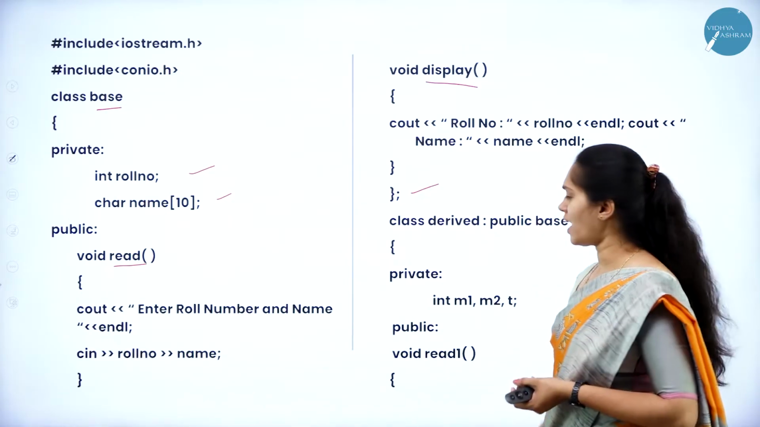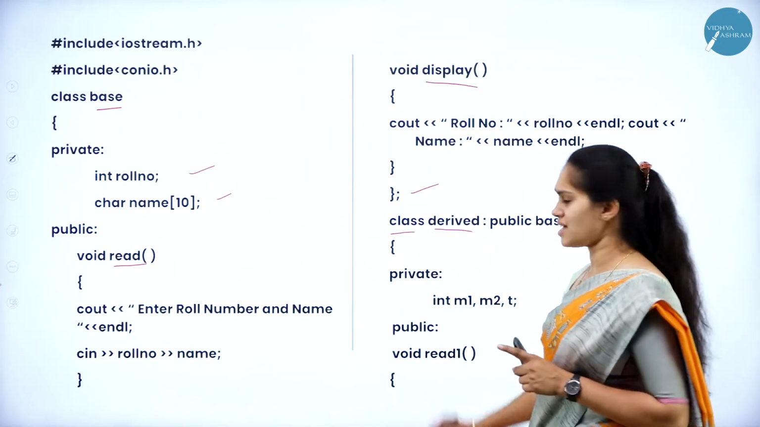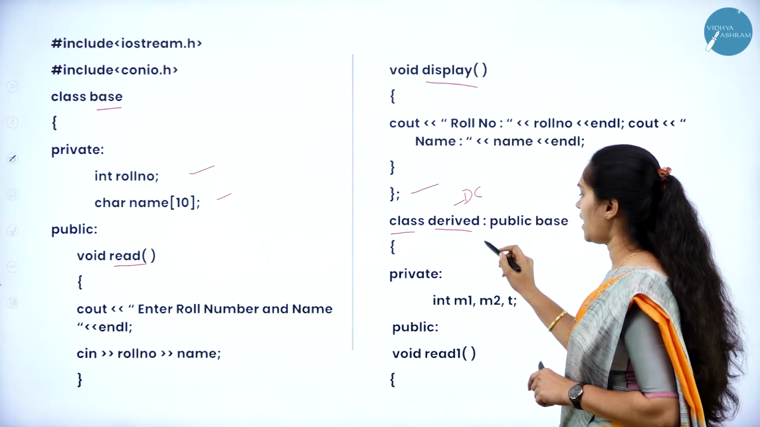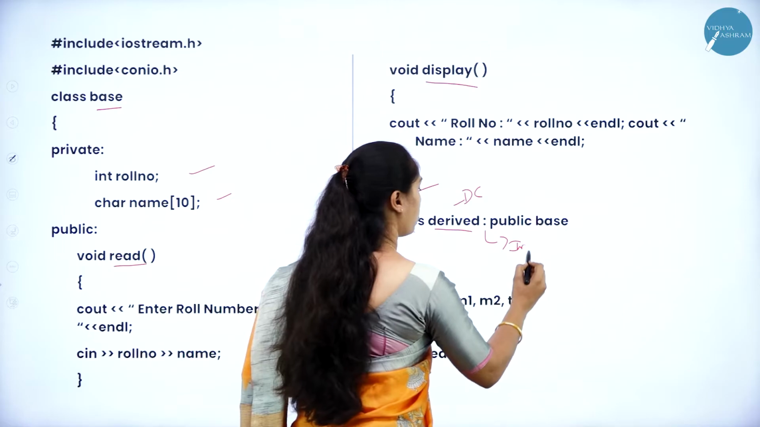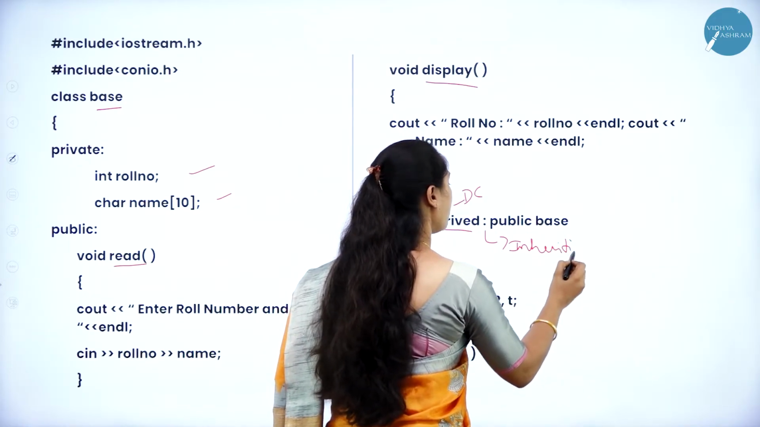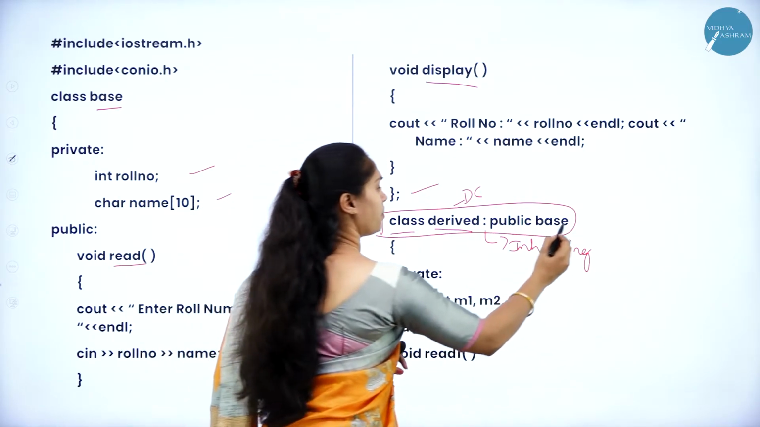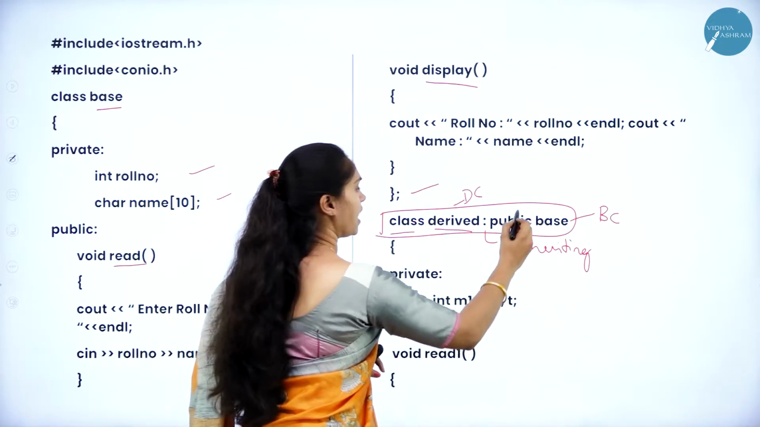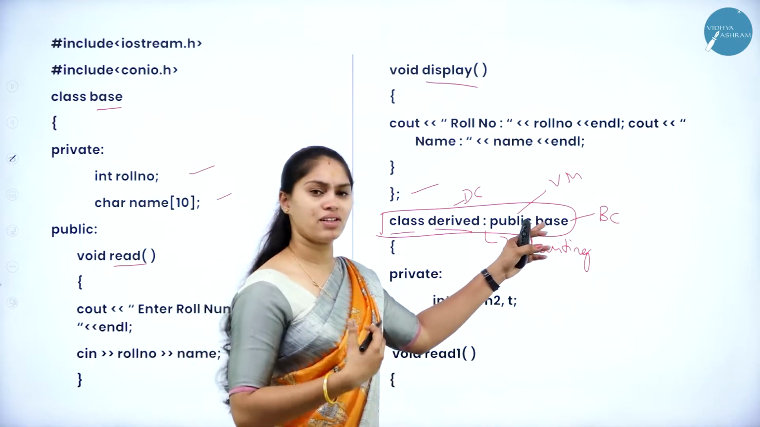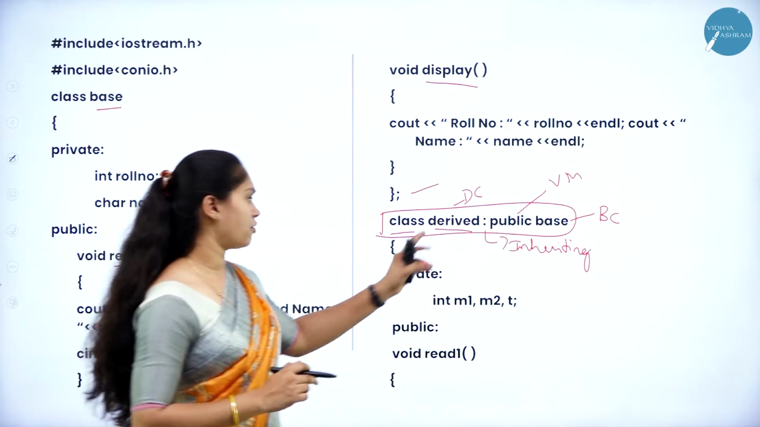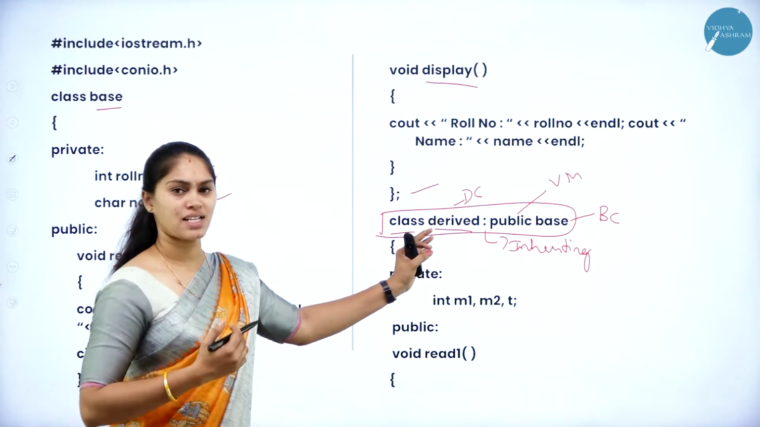How to create a new class? I have to use the keyword class, then derived. That is the derived class name here, and we have to use a colon that indicates that we are inheriting. This is an important line: we are inheriting the features. From where am I getting the features? From a base class. Base is the name of the base class, and public is the visibility mode. Whatever public content we have in the base class can be acquired, that is, inherited, by this derived class called derived.